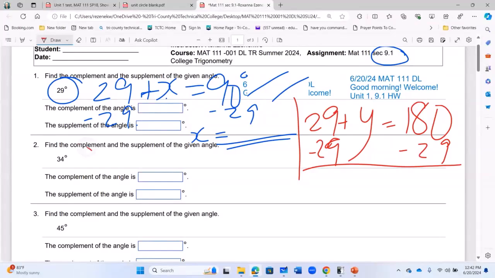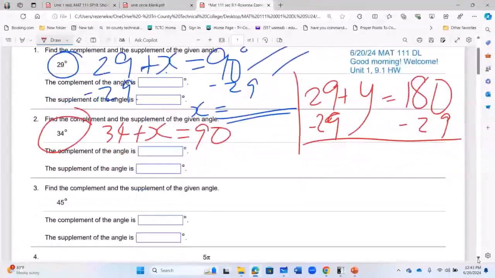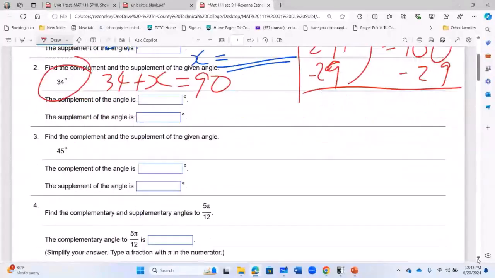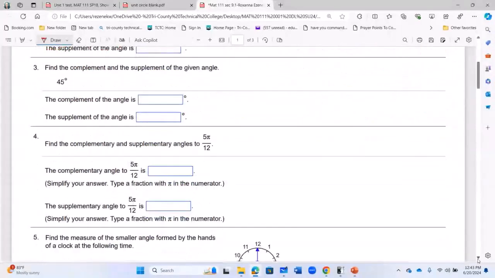The same thing. Find the complement of the angle. You can answer question number 2. If two angles are complementary, we already said they're equal to 90 degrees. 34 plus the angle equal to 90. Solve for x. Find the complement and supplement. The same thing. So numbers 1, 2. So where are we? We are in homework 9.1. So find the complementary angle.